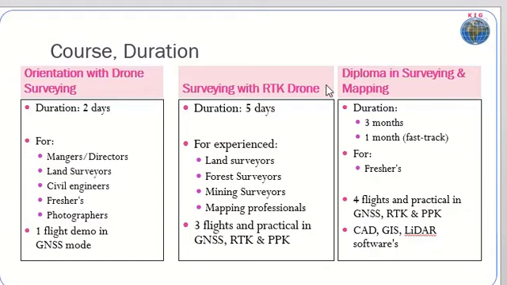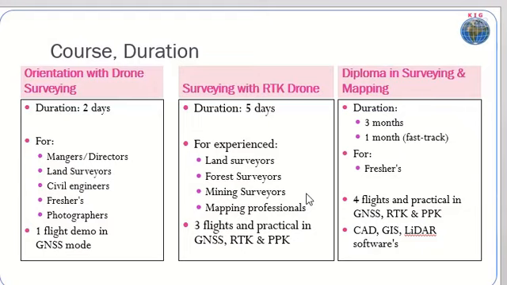Another course is surveying with an RTK drone. It has a 5-day duration. It covers the drone surveying orientation course completely. This course is designed for experienced land surveying professionals, mapping professionals, forest surveyors, and mine surveyors who are already doing land surveying with TS-DGPS instruments. Mapping professionals who have knowledge in GIS mapping can also benefit from this training.